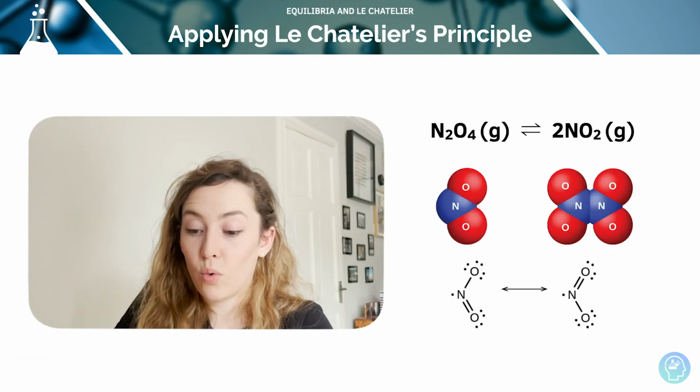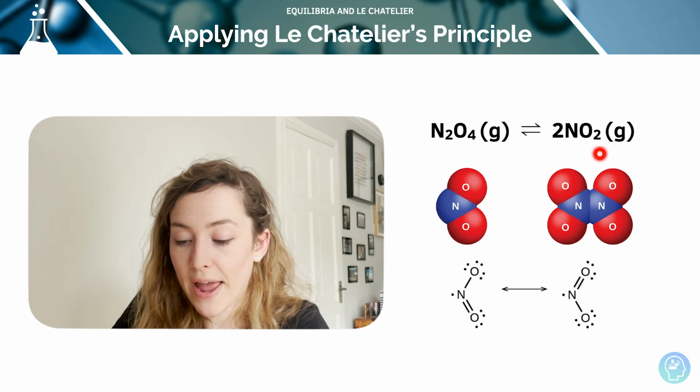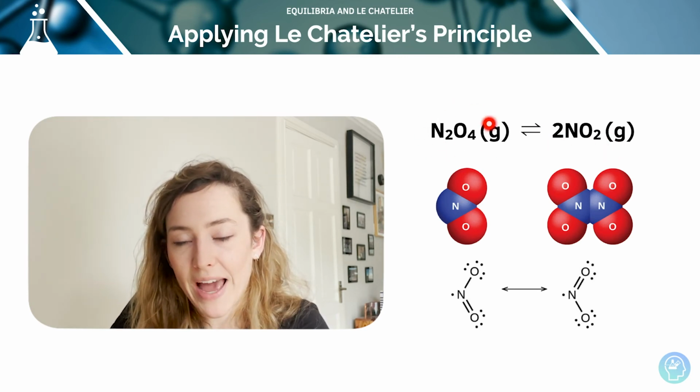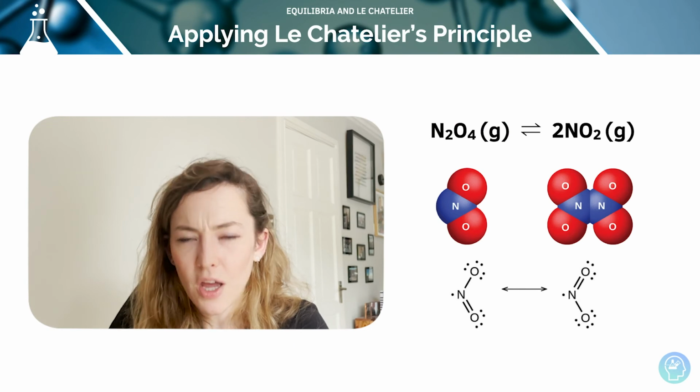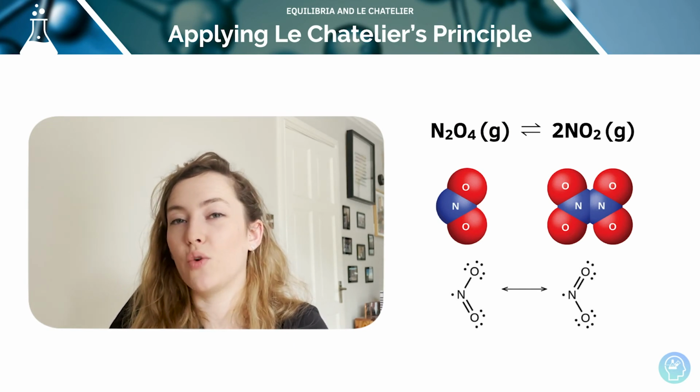A good example with an actual specific example is here. We can see we've got 2 moles of gas on the right hand side. We've got only 1 mole of gas on the left hand side. Okay, so what do you think is going to happen if I increase the pressure on this closed system?